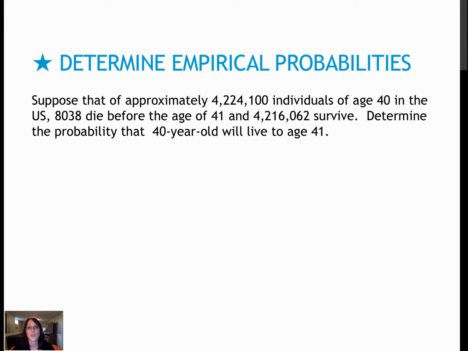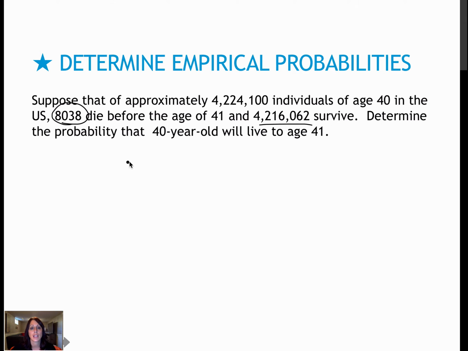Here's a question for you to try on your own, so press pause, try this question, then press play to check your work. So in this one we were talking about the 4,224,100 individuals the age of 40 in the US, and that 8,038 of those die before the age of 41, and of course this is the amount that would survive. So determine the probability that a 40-year-old will live to age 41.